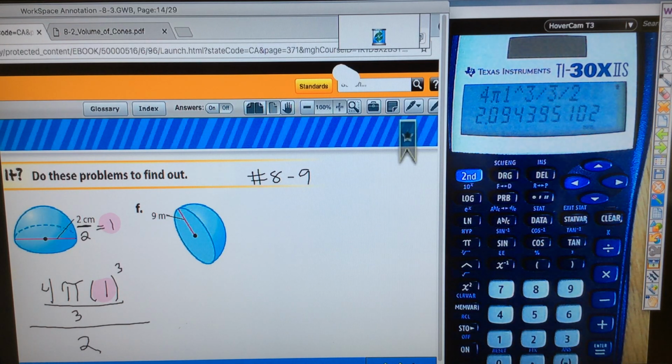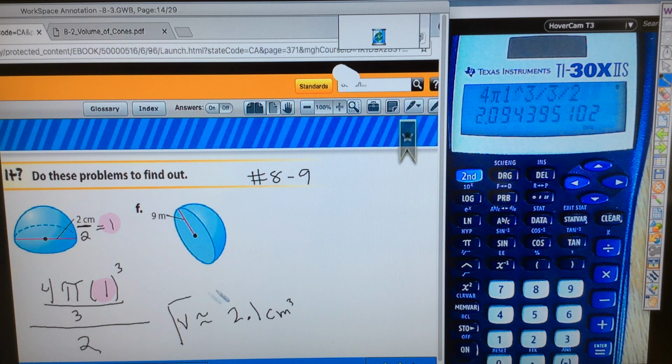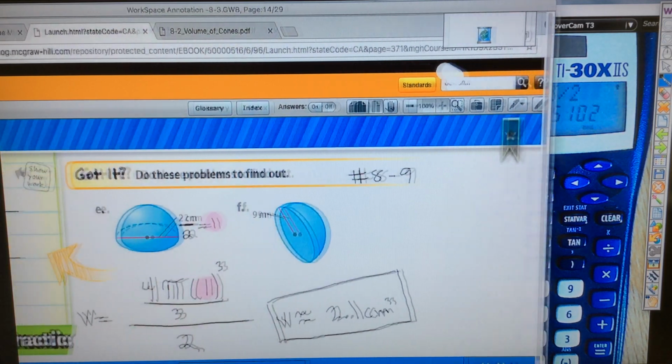And we land on, again, they're asking you to round to the nearest tenth, so the 9 in the 100th spot is going to round this 0 to a 1. So we're going to land on volume is approximately 2.1 cubic centimeters. And checking the back of the book, that checks out. So essentially, you're just going to hit that division button twice. Divided by 3, cut it in half, divided by 2.